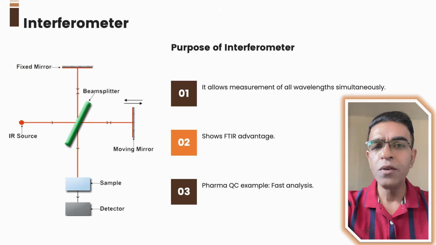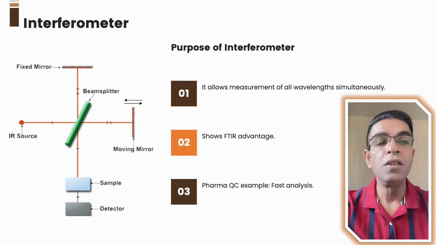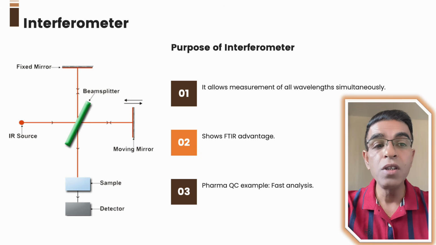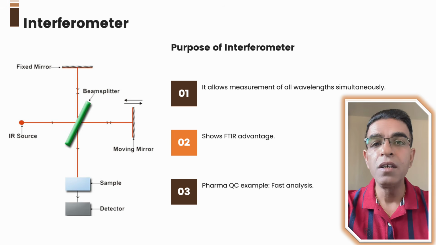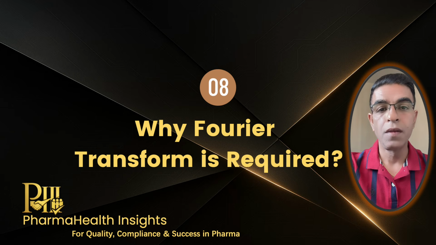Why do we use an interferometer in FTIR? And you can answer very smoothly like this. Sir, the interferometer is used because it allows the instrument to measure all infrared wavelengths simultaneously instead of scanning one wavelength at a time. Then add the benefit clearly. Because of this, FTIR becomes much faster and also more sensitive compared to conventional IR spectroscopy. That's a perfect answer, short, clear, and technically correct.